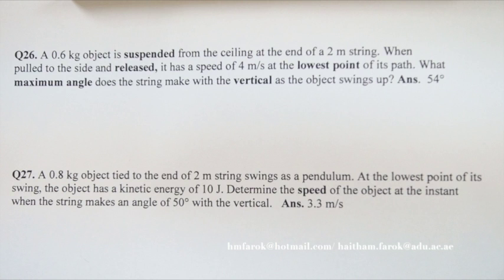It has a speed of 4 meters per second at the lowest point of its path. So this is the speed when it's at the lowest. I'll show it to you on the board. What maximum angle, we need the maximum angle, does the string make with the vertical as the object swings up? As it swings up, not when it swings down.